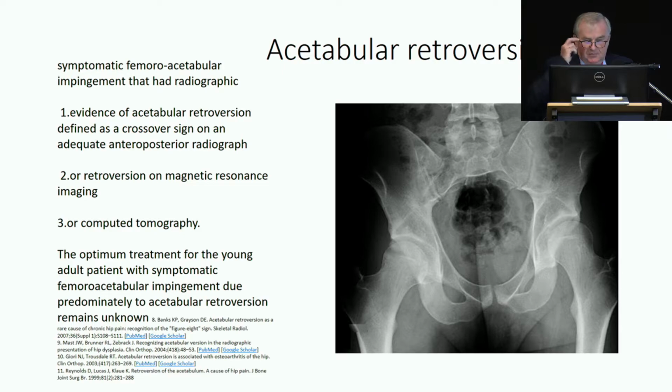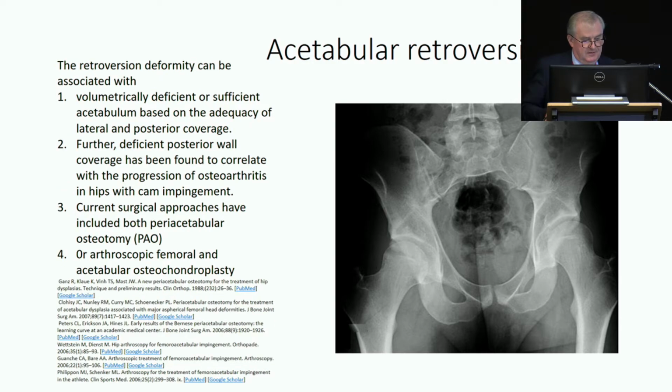So what is acetabular retroversion? It is symptomatic femoroacetabular impingement with radiographic evidence of acetabular retroversion, defined as a crossover sign in the AP view, and you can also find it in retroverted acetabula on MRI and/or computed tomography. What we know now is that the optimum treatment for young adults with symptomatic FAI due to acetabular retroversion remains unknown or unclear, as there is not much evidence about it.